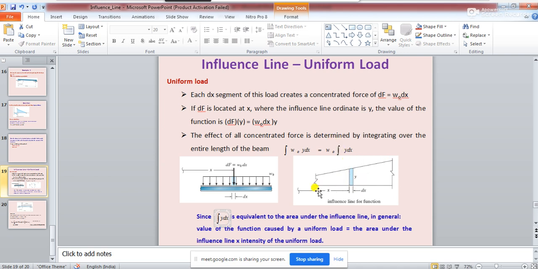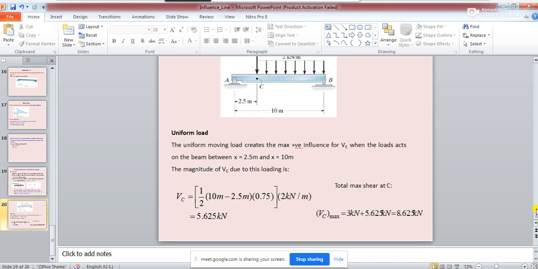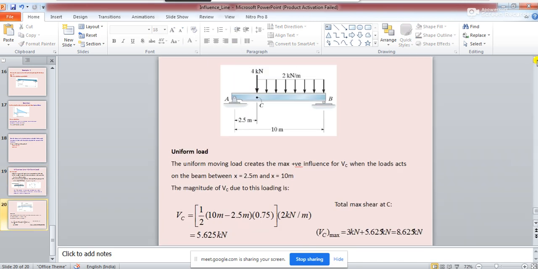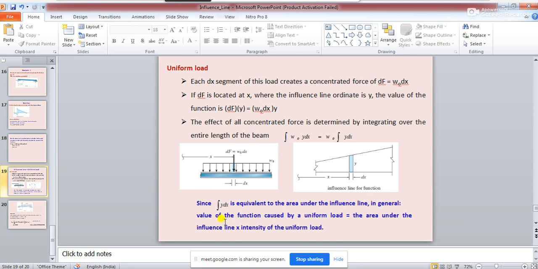If you take a small part of y dx and sum it up, it will basically be an integration, and this integration is equivalent to the area under the influence line. This is very important to understand. So the total area under the influence line diagram you should consider, and thus in general the value of the function caused by a uniform load.